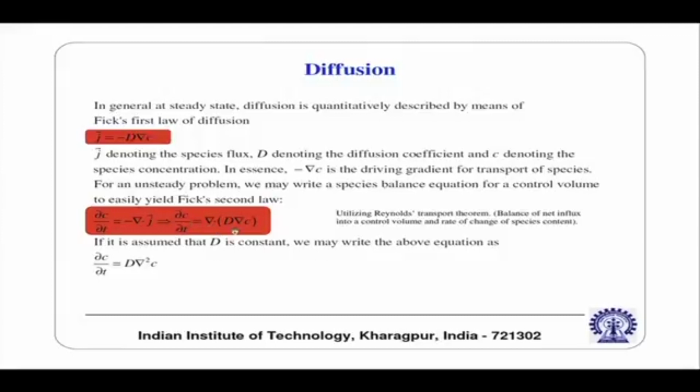So, you can get this equation ∂C/∂t is equal to ∇·(D grad C). So, if D is a constant, then ∂C/∂t is equal to D ∇²C. So, this is a very simple mathematical picture of diffusion.